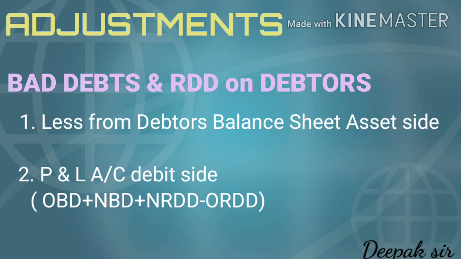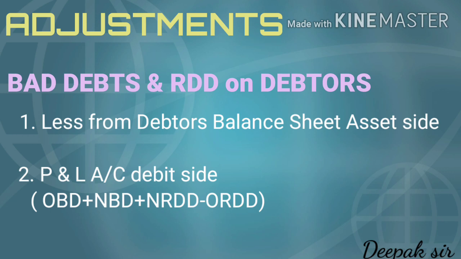So old bad debts plus new bad debts plus new RDD we have to add, and from this we have to deduct old RDD. Once again I am telling you, bad debts and RDD which are given in the trial balance are old bad debts and old RDD, and the bad debts and RDD which are given in the adjustment are new. So total there are 2 bad debts and 2 RDD.